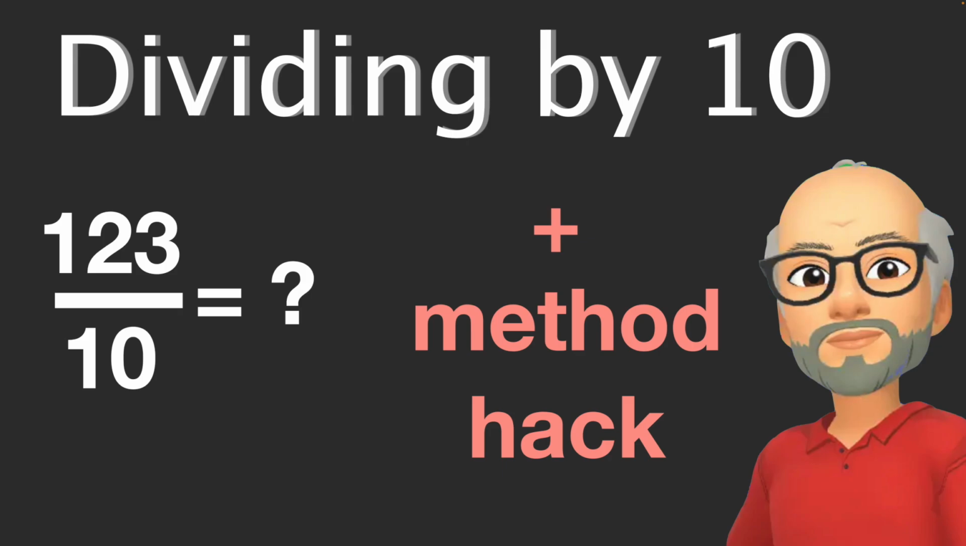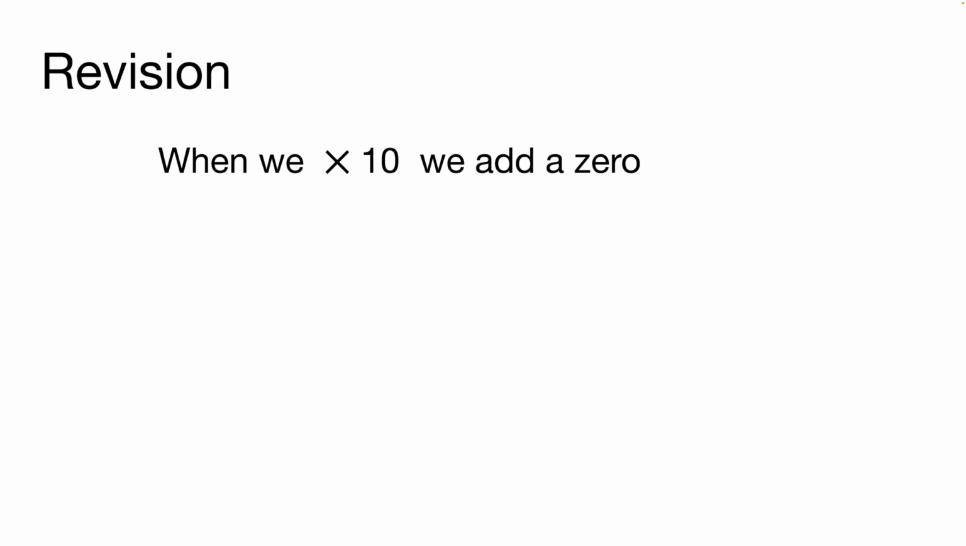Dividing by 10. Easy when you know how, an essential skill. Let's see how it goes. First of all, let's have a bit of revision. What happens when we multiply by 10? Well, we add a 0. That's an easy phrase, we all know that.